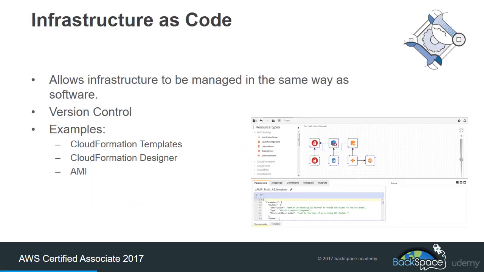Infrastructure as code, and this is something that you'll hear a lot in any conversation around AWS, and that allows our infrastructure to be managed in the same way as we would software code. For example, we might have a CloudFormation template, and that is simply a JSON text file, and we can manage that with version control as we would any other code.